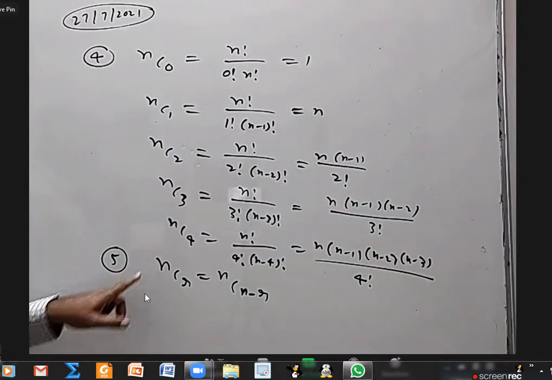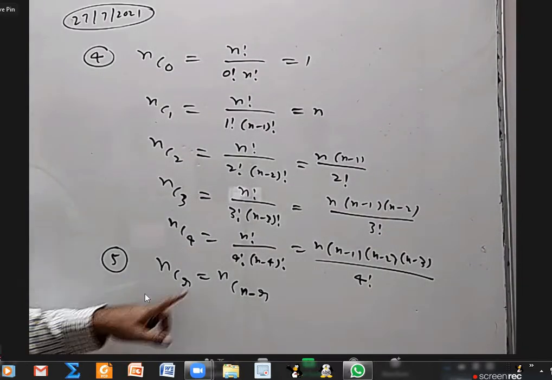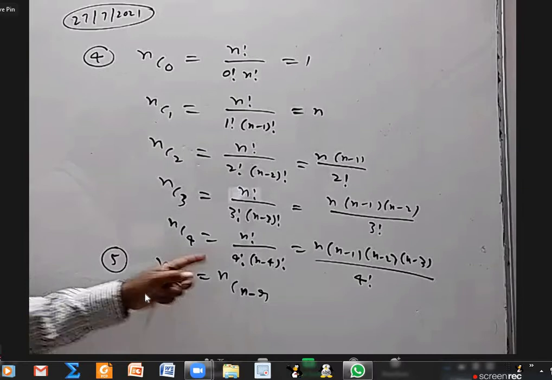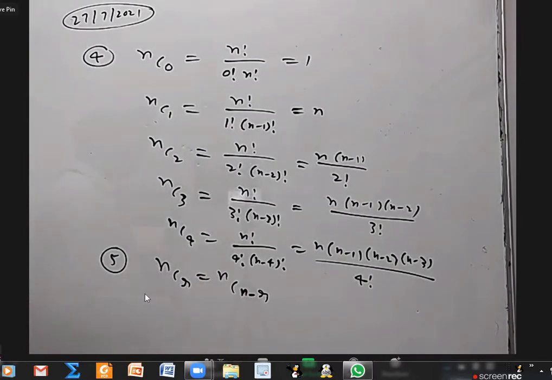nCr means n factorial by r factorial into n minus r factorial, and nC(n minus r) means n factorial by n minus r factorial into r factorial.